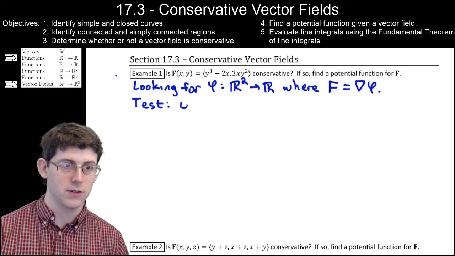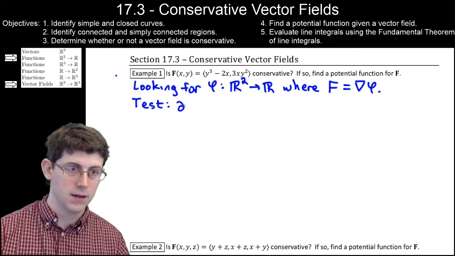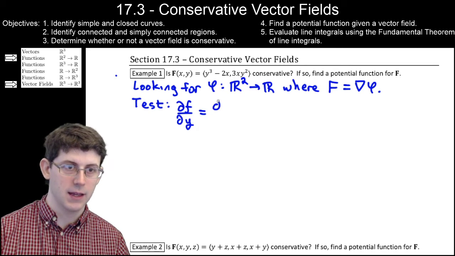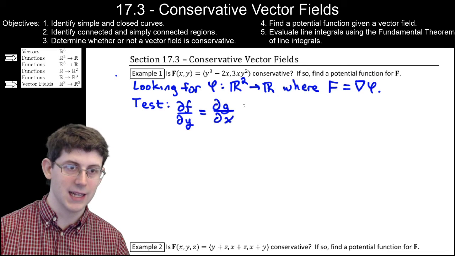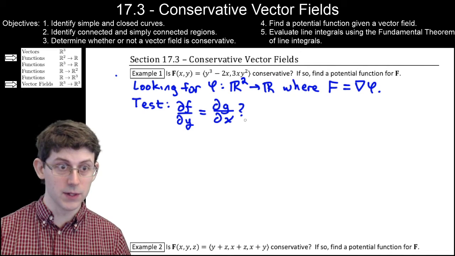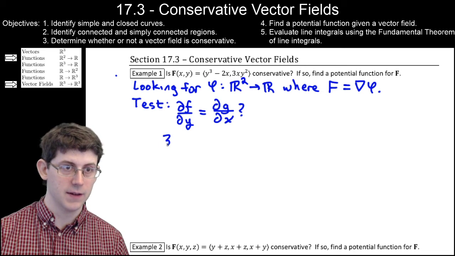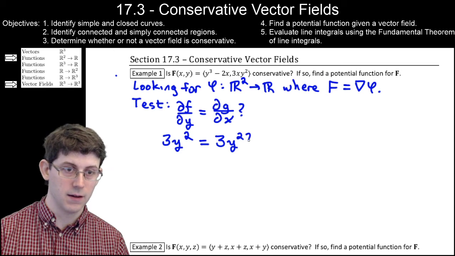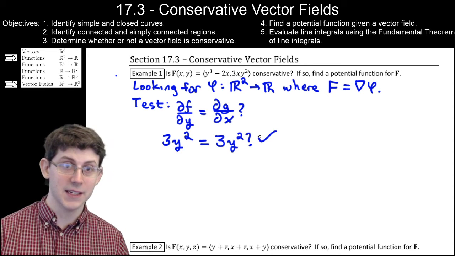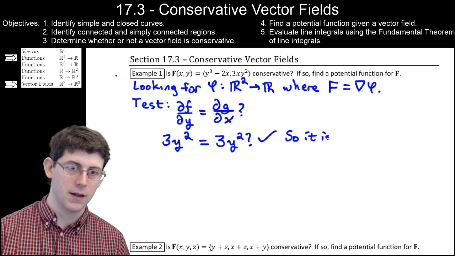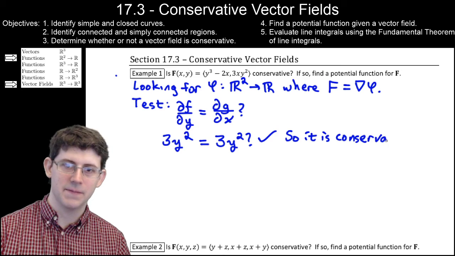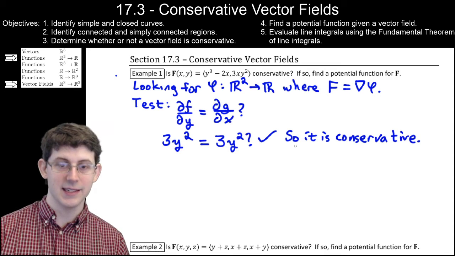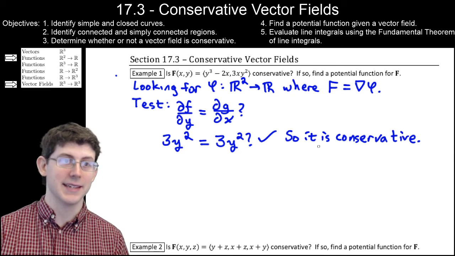The test says, try the y partial derivative of the x slot and the x partial derivative of the y slot. See if they're equal. If they're equal, that means that the vector field is conservative. It's a little bit frustrating because we're trying to find the potential function. We're trying to find this function phi, and all this test does is it promises us that there is a function phi. It doesn't tell us what it is.